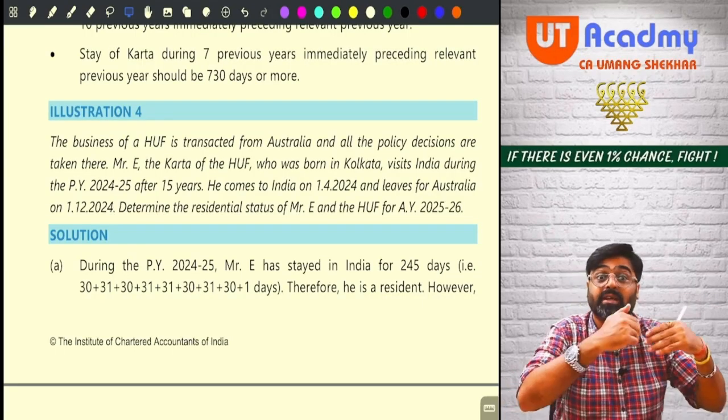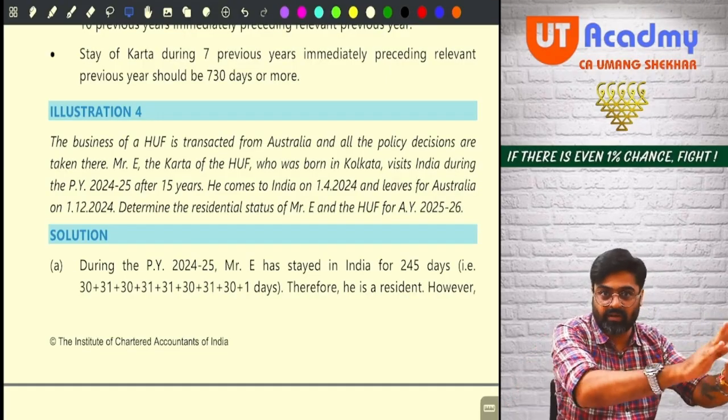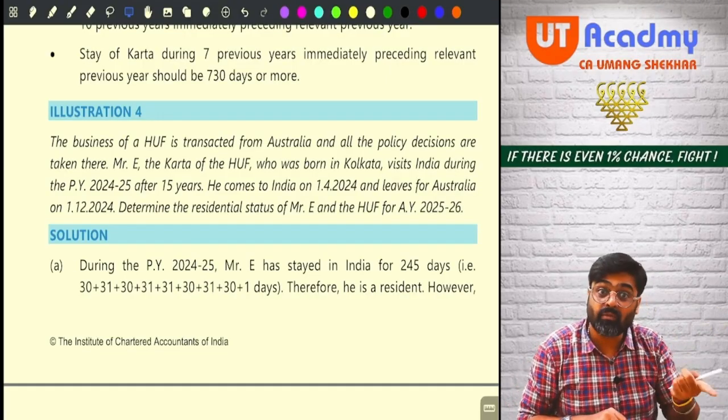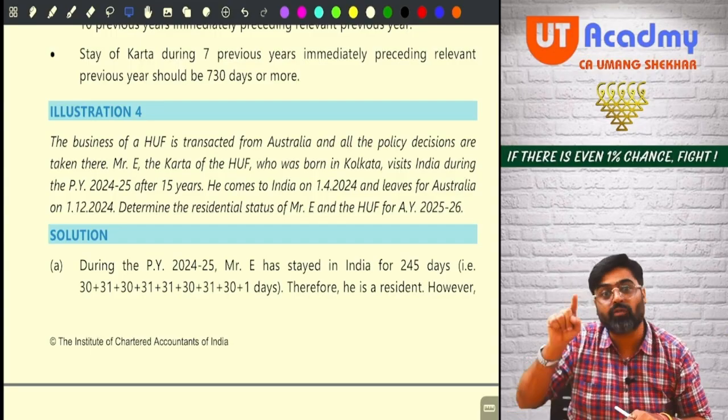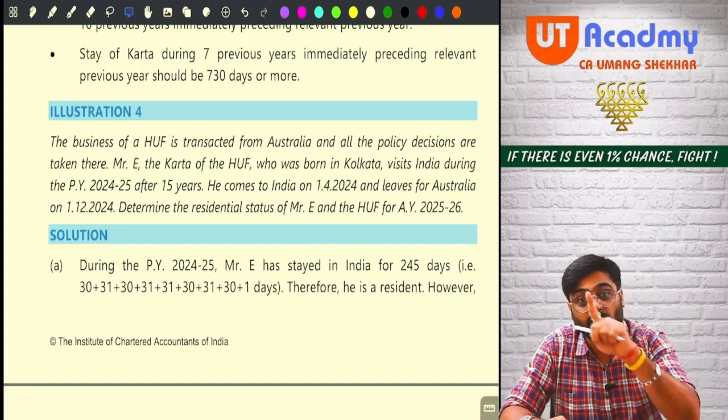Understanding? So, Mr. E's personal residential status as an individual we have determined. Now, Mr. E happens to be the Karta of the HUF, and HUF is a non-resident. So, forget about it. But what if the HUF status was resident?